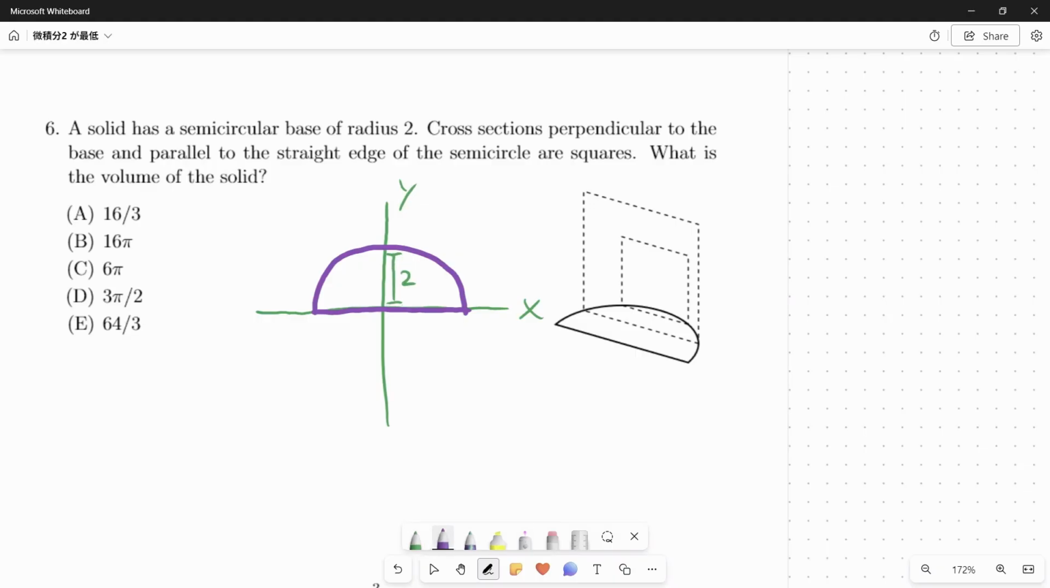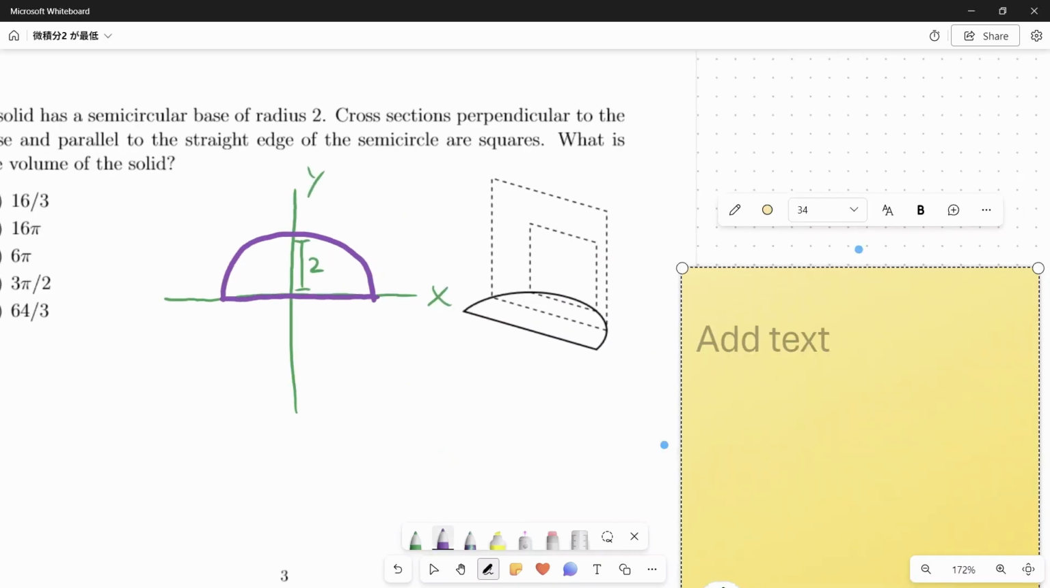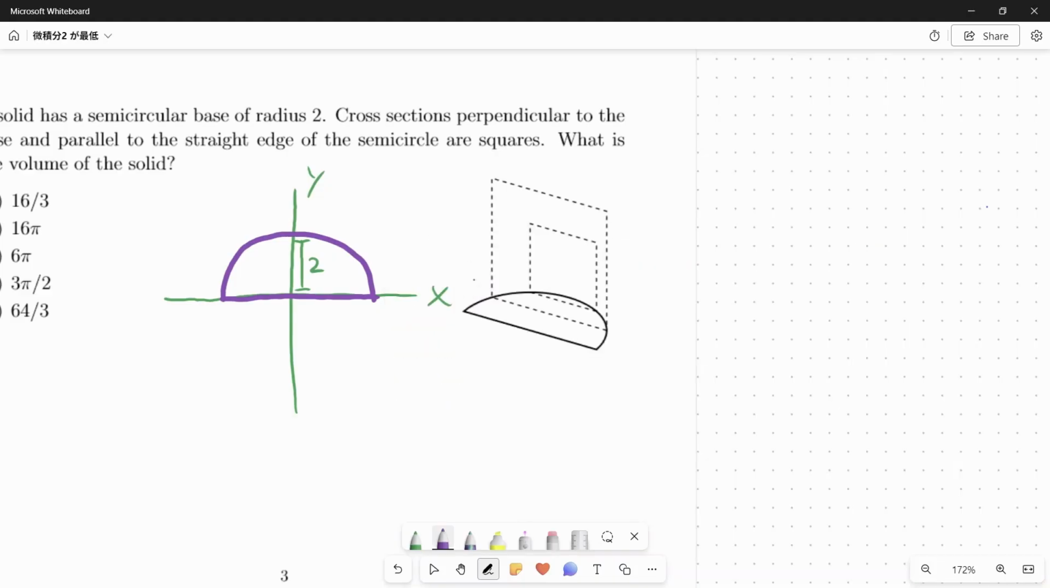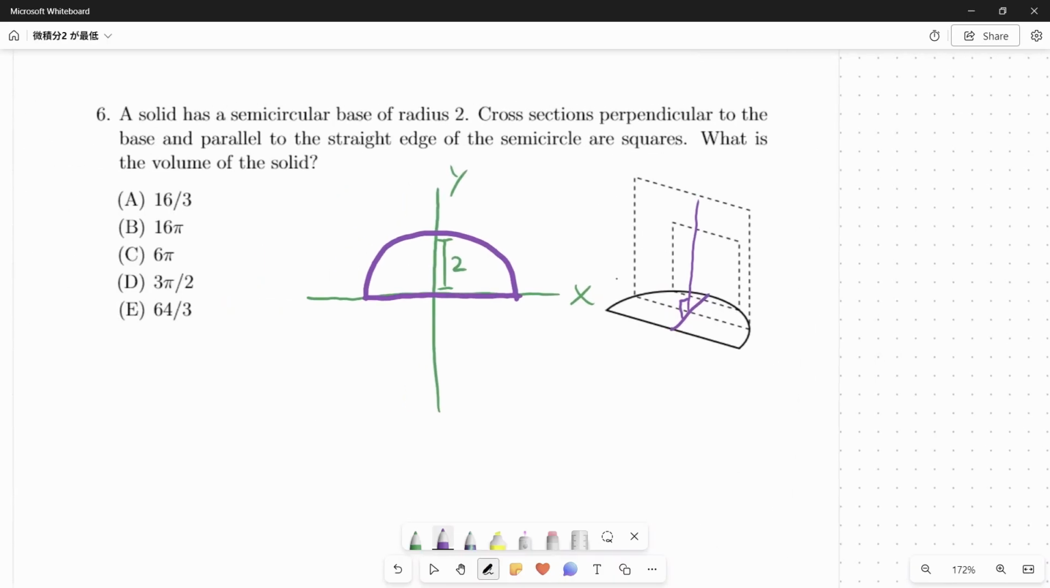And then the next thing it tells us is that the cross sections for the semicircle are going to be parallel to the straight edge of the semicircle and perpendicular to the base. And so you can see that in the drawing here. You can see how the cross sections are in fact perpendicular to the base. So I just put a right angle there to show that. And then we know that the cross-sectional areas are going to be parallel to the straight edge, so that would look something like this, where if you were to look at the cross sections from the top down, you'd end up with a bunch of lines that look like this.